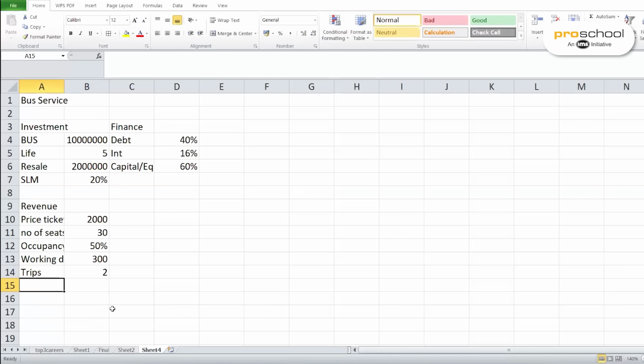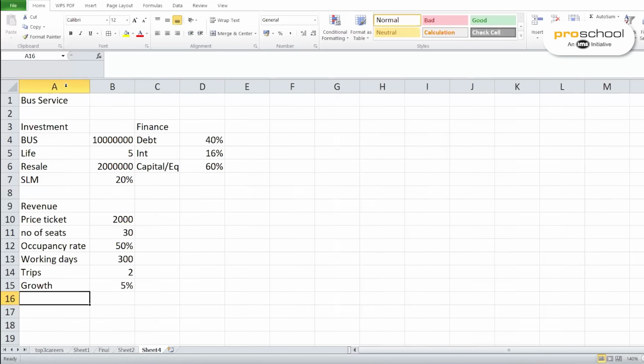But revenue will grow every year. Every year I will try to increase some part of my ticket price. So the growth in my revenue I have to assume. Let me assume a growth of, say, 5%. A very basic decent growth I am assuming, right? Of course later on, since we will be making cell references, whenever we change one figure, other figures will change automatically. That we will see later on. So right now I am taking these basic assumptions.